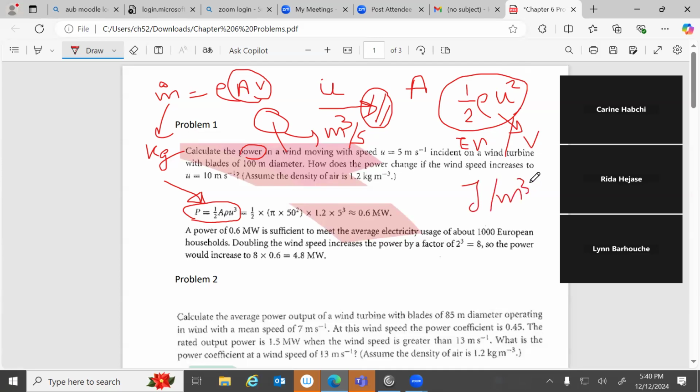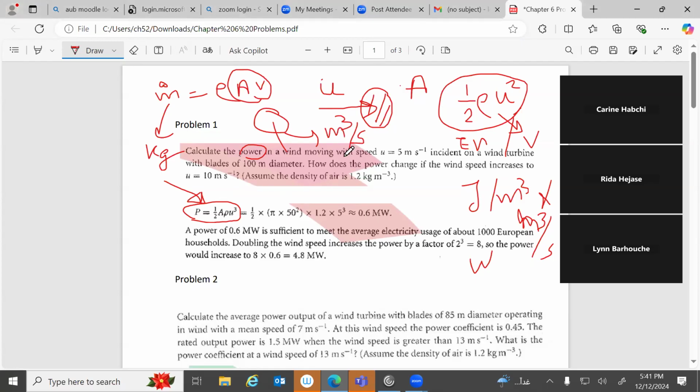So if you want to get the power, I should multiply the energy per unit volume, which is half rho u square, by what? By the volumetric flow rate, Q. Because when you multiply by meter cube per second, what will be the unit? Watt. So if you forgot the formula, you can reconstitute it because the energy per unit volume is half rho u square, and when I multiply it by Q, the volumetric flow rate, I get the power. That's why the power is half A rho u to the power 3. So it's proportional to u cube.